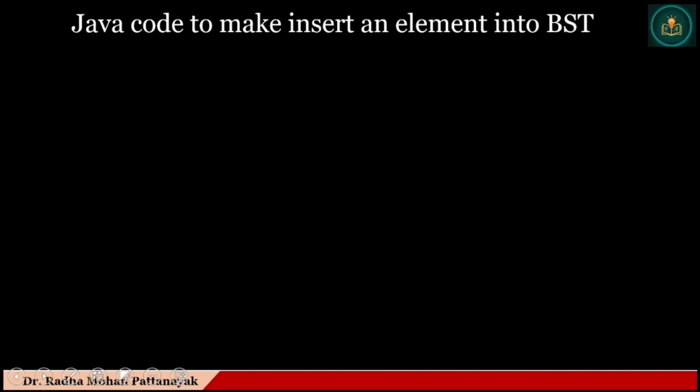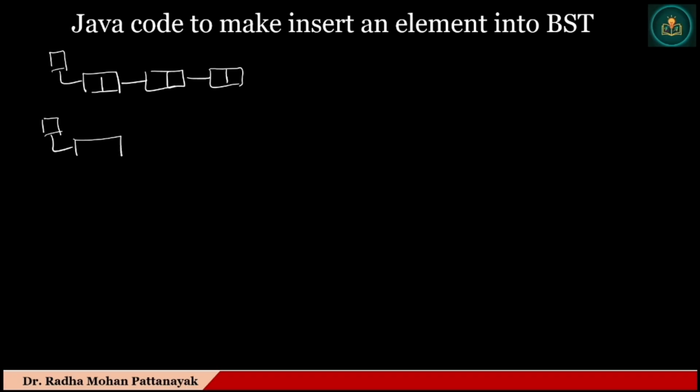Now we'll move on to how to develop a binary search tree using Java. You know that a tree in memory can be represented using a linked list. A linked list is nothing but a collection of nodes. For example, let this be a linked list. That is called a single linked list and this is called a double linked list.